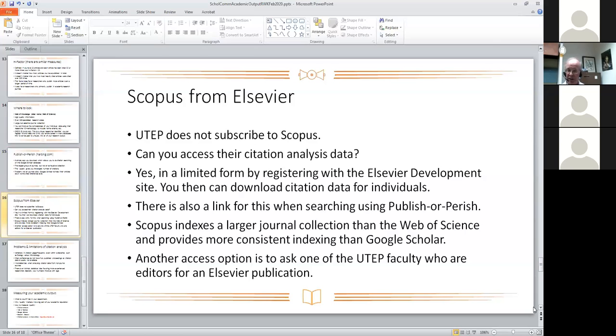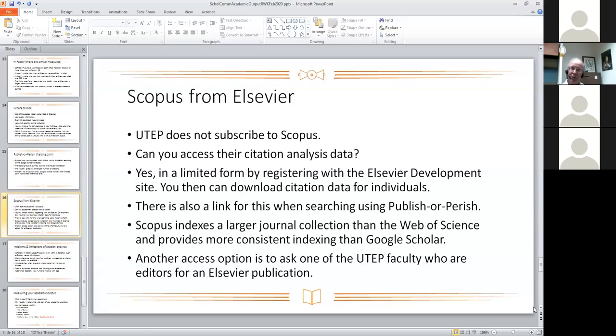Now, UTEP does not subscribe to Scopus. It's quite expensive. Can you access their citation analysis data? Yes, but in a limited form. You register with the Elsevier development site. You then can download citation data for individuals.